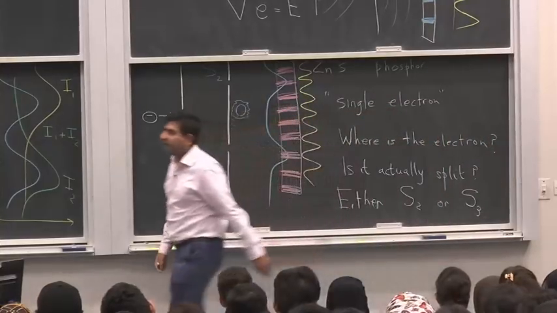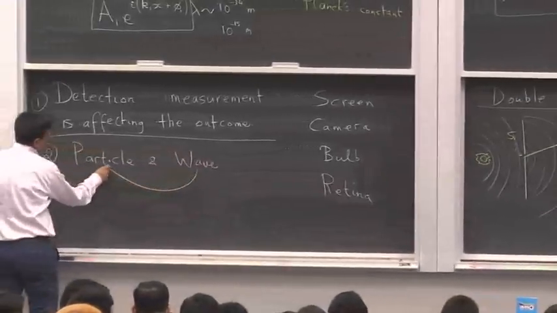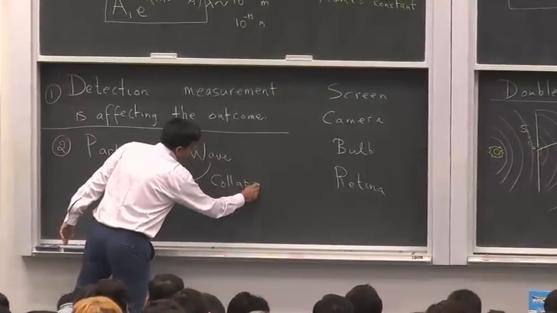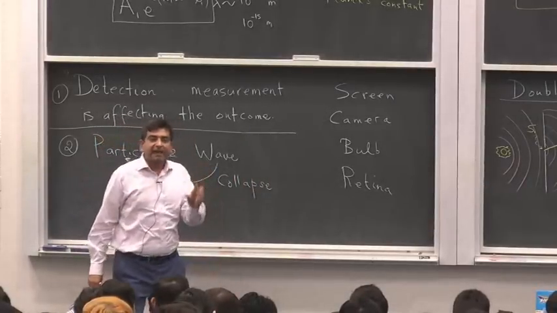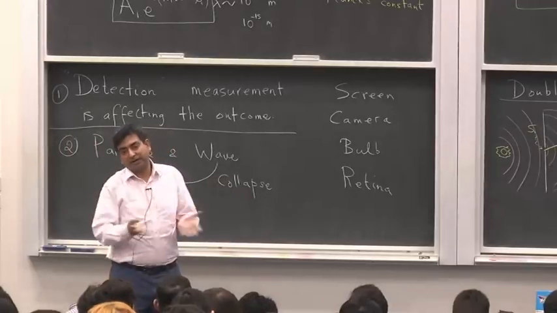Okay? So we use this word collapse. A wave is collapsed into a particle. So the act of detection collapses the wave into a particle.